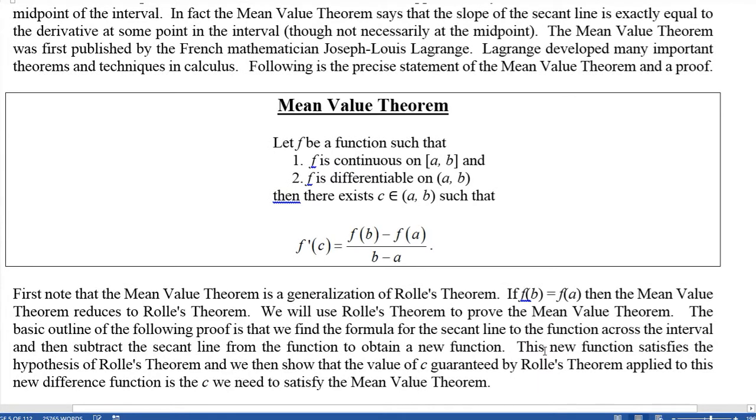Okay, maybe we should just refresh our memory on the mean value theorem really quickly. What it says here is let f be a function such that f is continuous on a closed interval from a to b and differentiable on an open interval from a to b. Then there exists at least one value c in that interval from a to b, such that f prime of c equals f of b minus f of a over b minus a.